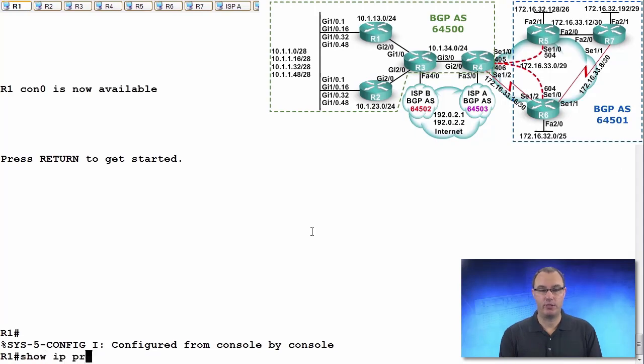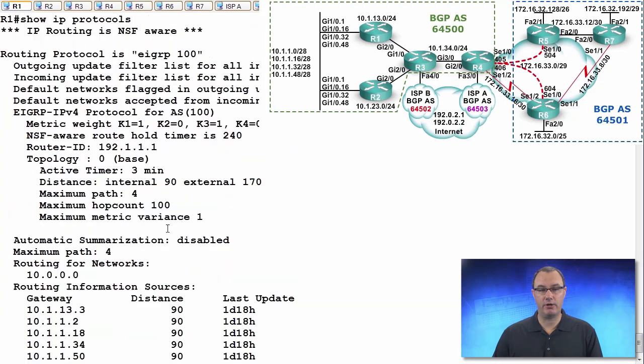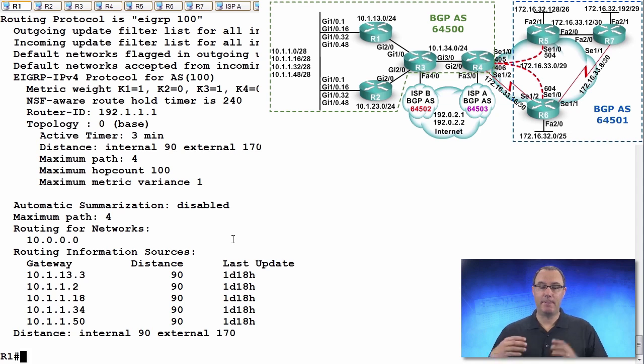So if I do a show IP protocols, I want you to understand that when we are dealing with any BGP router, we expect an IGP as well. So in my topology, I'm running an IGP, and it happens to be EIGRP in one autonomous system, 64500, and in 64501, I've chosen OSPF. Not that it matters. But you need the glue for your own autonomous system to be in place first.